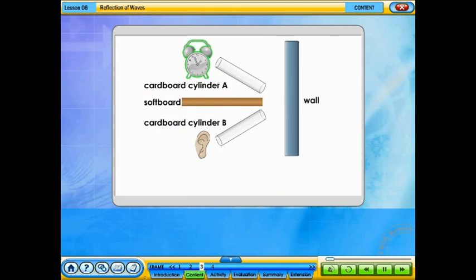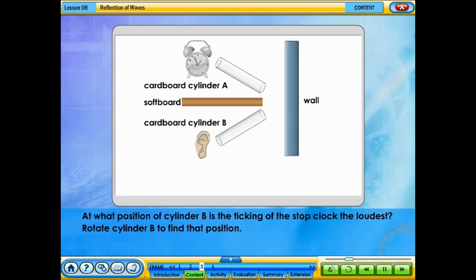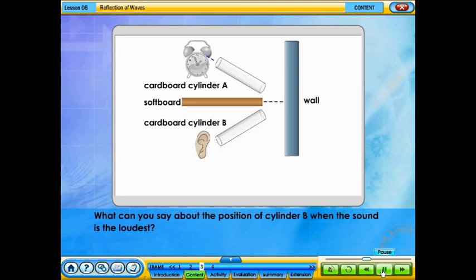Put a stop clock at one end of cylinder A and aim it at an angle to the wall. Cylinder B is also placed at an angle to the wall. At what position of cylinder B is the ticking of the stop clock the loudest? Rotate cylinder B to find that position. What can you say about the position of cylinder B when the sound is the loudest?